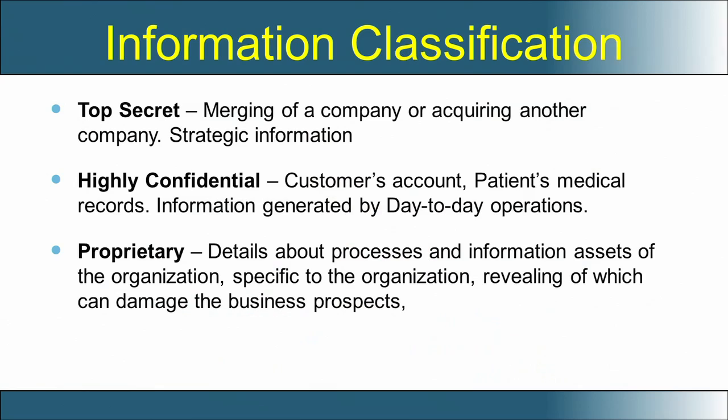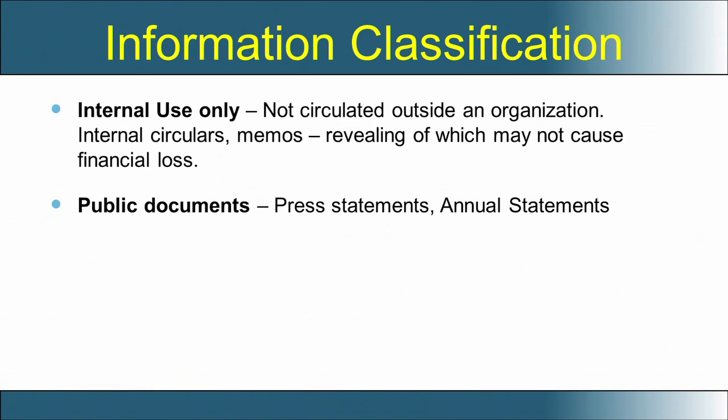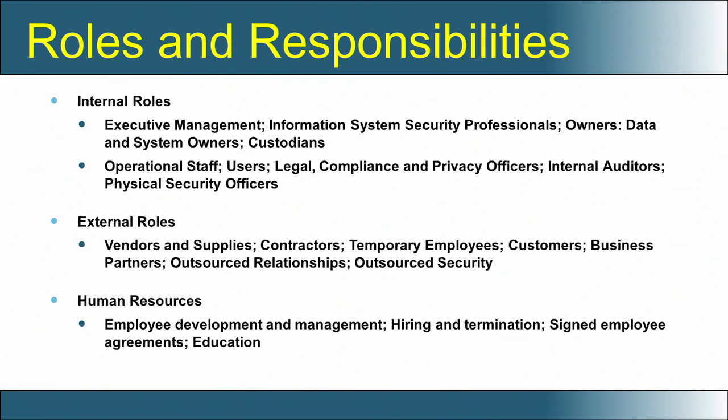So, if you look from top secret to highly confidential to proprietary to internal use to public documents, the number of people who will have access to this information increases from top to bottom. It is like a pyramid. Now, in the next part we will talk about roles and responsibilities.